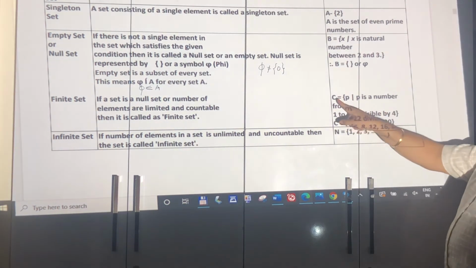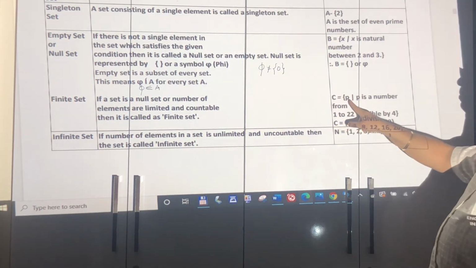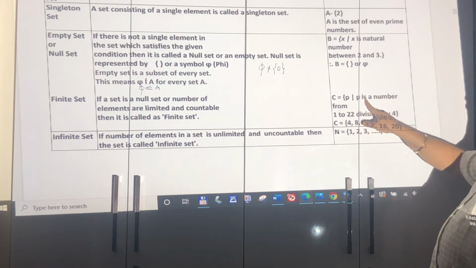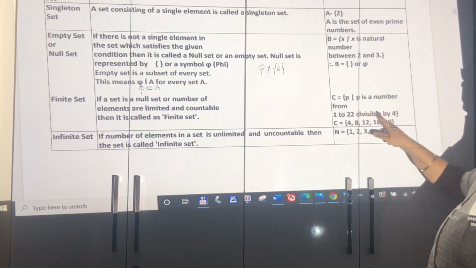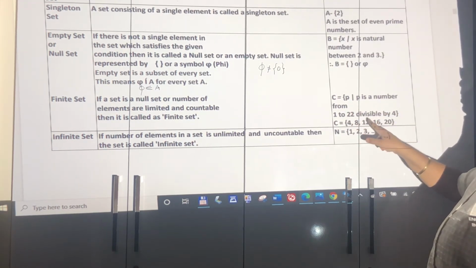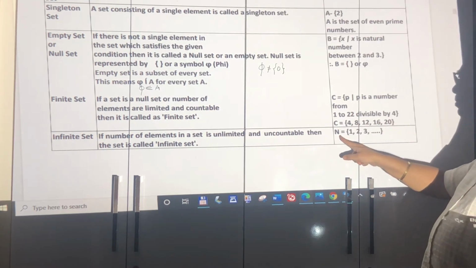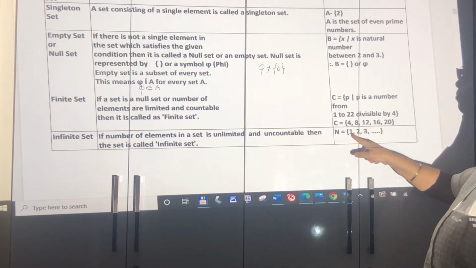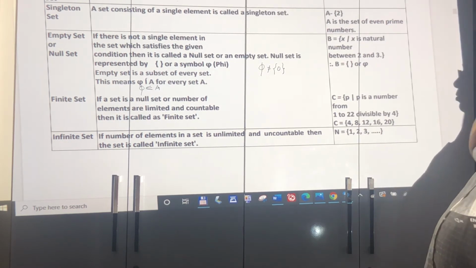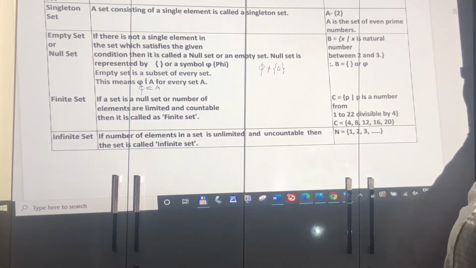Let us see here. Set C contains element P such that P is a number from 1 to 22 divisible by 4. So I have 4, 8, 12, 16, 20. I can count, no more. But natural numbers are such that 1, 2, 3 and so on. So this is finite, this is infinite. Okay.